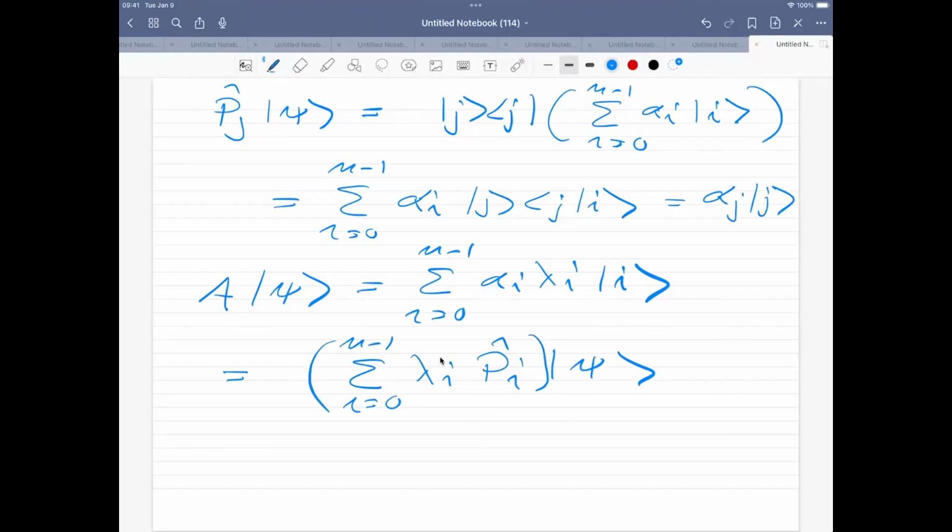Because the action of that operator, P of I of psi, gives me this term which we see here. And that means that what I can do, if I look at this expression, is to define the spectral decomposition of that operator in terms of I, from 0 to n minus 1, and then I have my lambda I multiplied with P of I. That's the spectral decomposition of an operator, where this lambda I is one of the eigenvalues of that operator A.